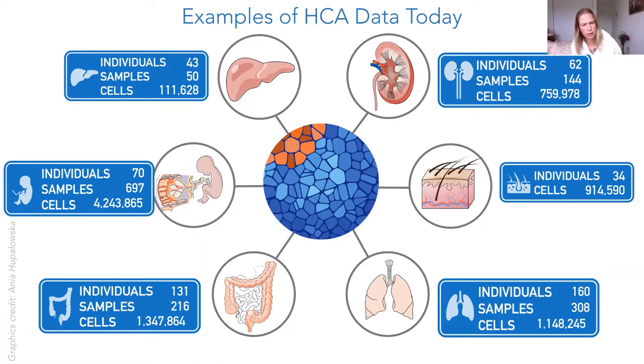For human development, there's the largest number of cells. Of course, this includes many tissues and many developmental stages, almost 4.5 million. And for the liver, over 100,000 cells. So this is just 6 vignettes giving you an idea of where we stand today. We're still in the early phases of this project, but we're already starting to get very high resolution data telling us about the cells in detail in these organs.